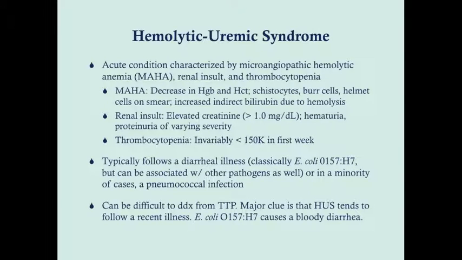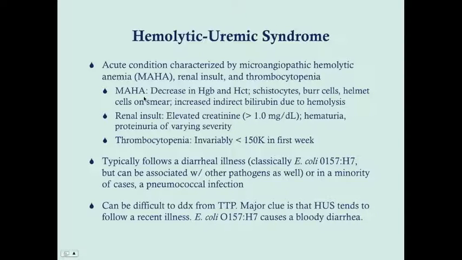Hemolytic-Uremic Syndrome is an acute condition that is characterized by 3 things. You have a microangiopathic hemolytic anemia, a renal insult, which will be reflected in a certain degree of renal failure, and then you'll also have thrombocytopenia. And that's a very, very important feature in this syndrome. If the symptoms came on within the last week and the child does not have thrombocytopenia, you really should be thinking of something else. So let's take a better look at this.